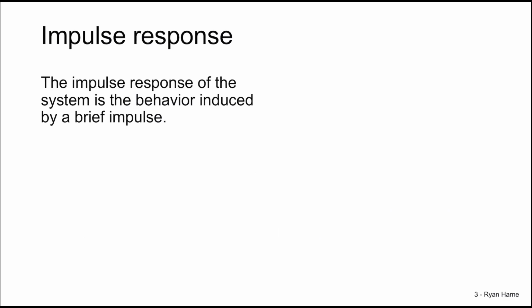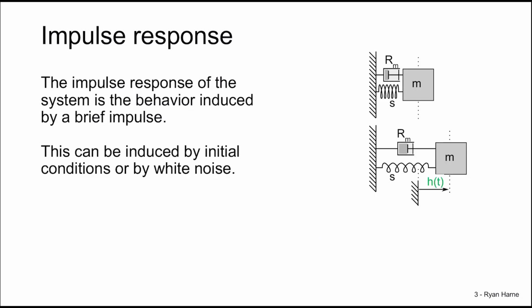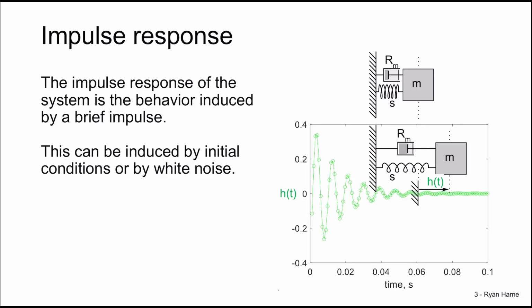The first is understanding the acoustic impulse response. The impulse response of the system is a behavior induced by a brief impulse. This could be an actual brief impulse, or it could be the result of white noise or initial conditions. If we do that for this mass spring damper system, we intuitively know that we would have a ring down response, a sinusoidal oscillation superimposed with an exponential decay.